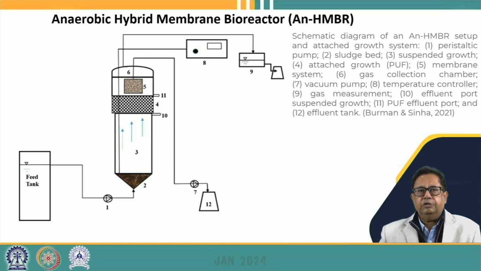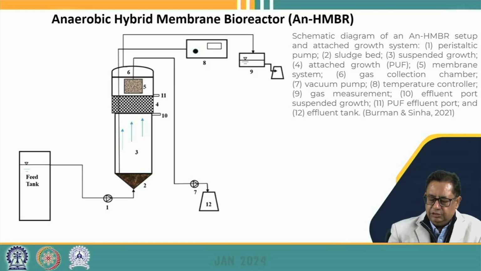Now we can also have certain hybrid systems which have just come into existence, where we can combine different types of processes as well as the membrane, so that we can reach a highly efficient and robust process for the treatment of industrial wastewater. For example, we can see here an anaerobic hybrid membrane bioreactor, also called ANHMBR.